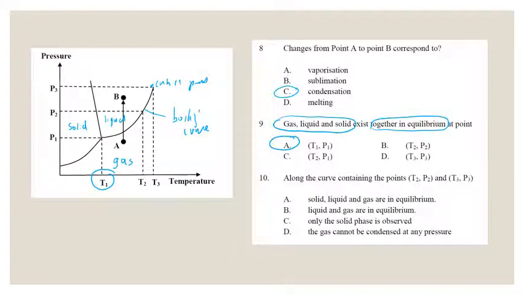cannot be condensed at any pressure. Kalau T3 P3, kita boleh sebut the gas cannot be condensed at any pressure, betul. On the solid phase also bukan, liquid and gas are in equilibrium. Kalau kita tengok atas curve tersebut, liquid and gas adalah pada equilibrium. So soalan kata along the curve, okay, containing point T2 and P2, T3 and P3. Kalau T3 and P3 sahaja, the gas cannot be condensed at any pressure.